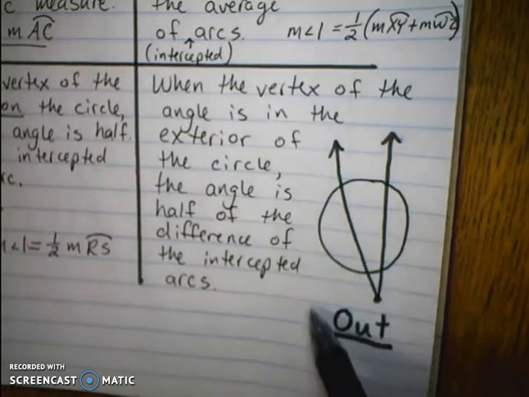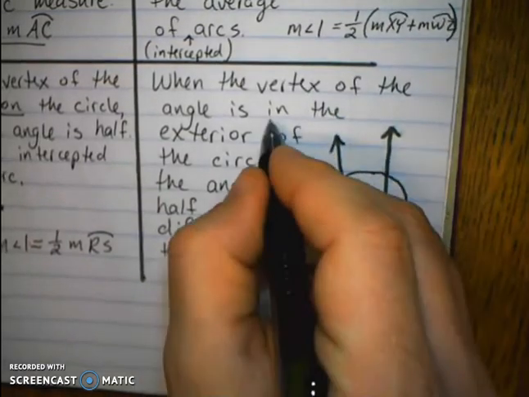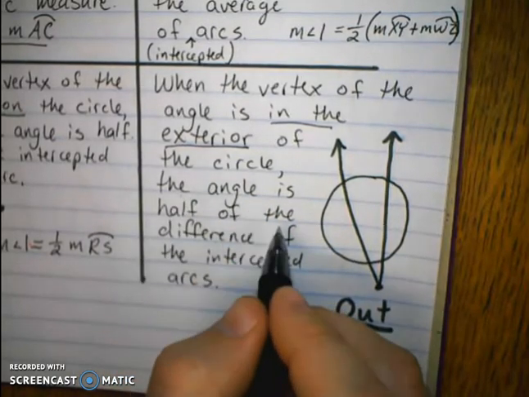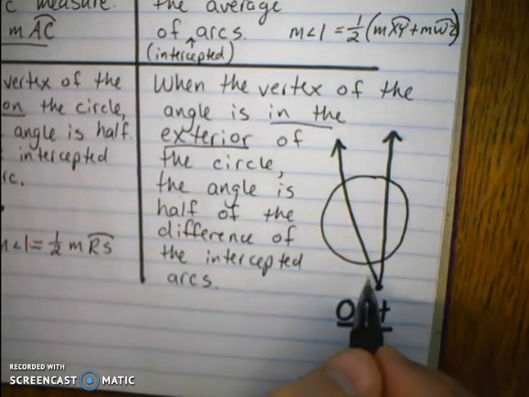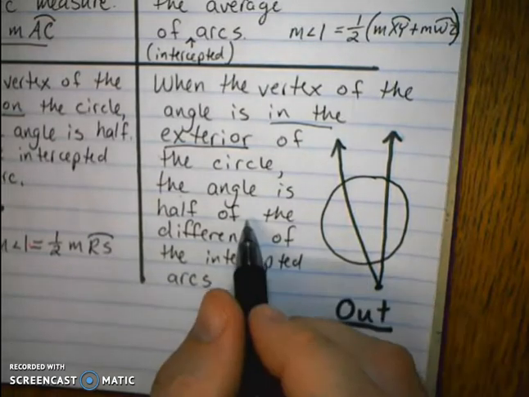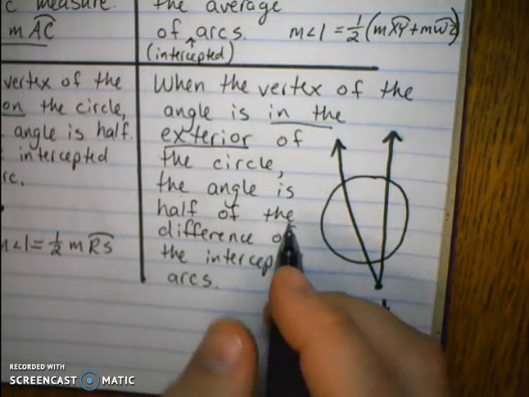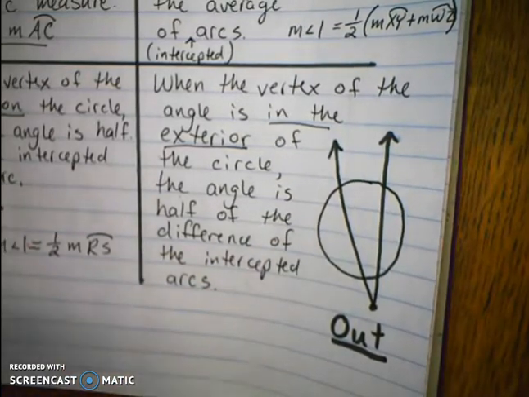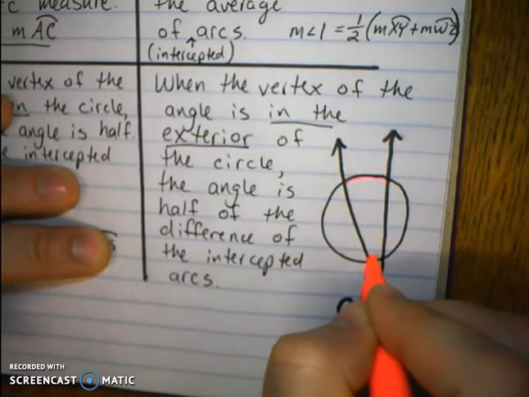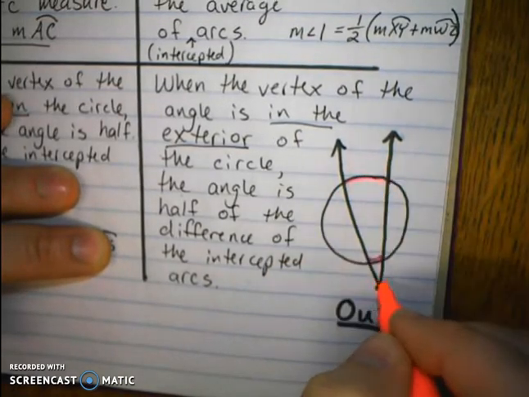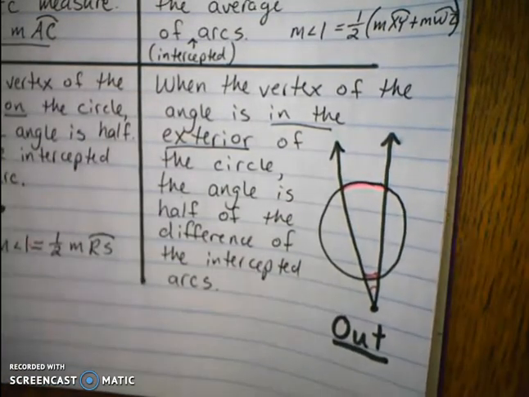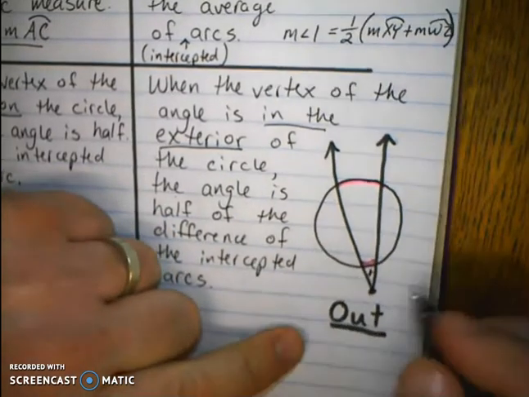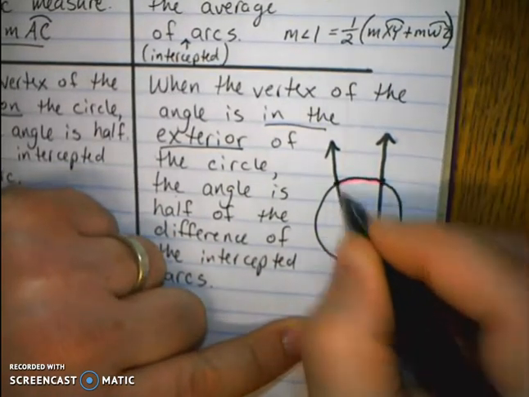Okay, when the vertex of the angle is outside of the circle, or we say in the exterior of the circle, the angle is half of the difference of the intercepted arcs. Now, I'm going to explain what that means because it's not all that difficult, it just sounds different. Remember, the word difference means subtraction. So if I've got intercepted arcs here and here, these are the two arcs that are created by this angle. Okay, so if I call that angle 1, okay, then I get these two arcs.